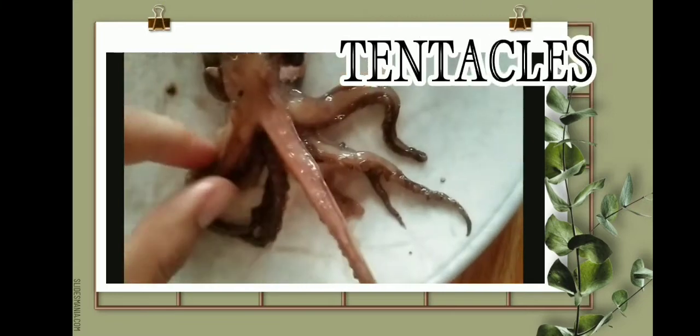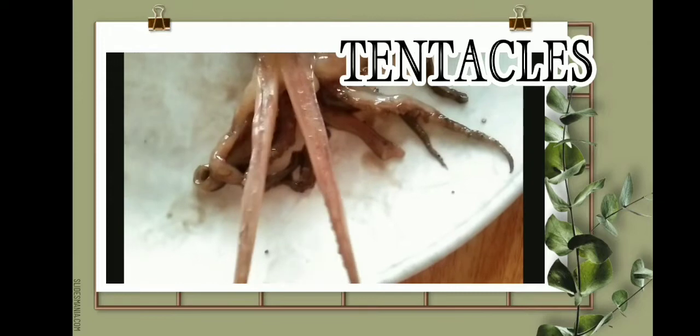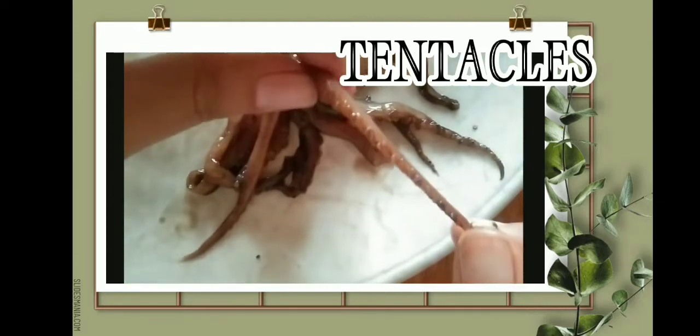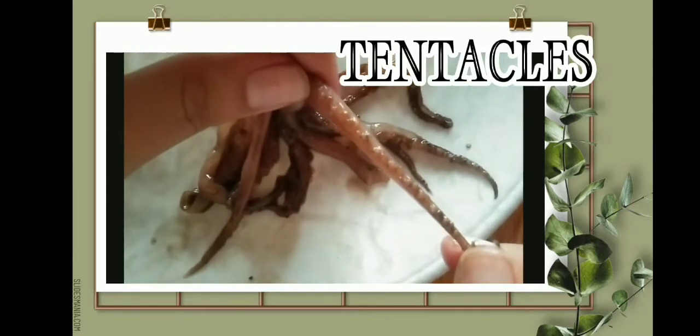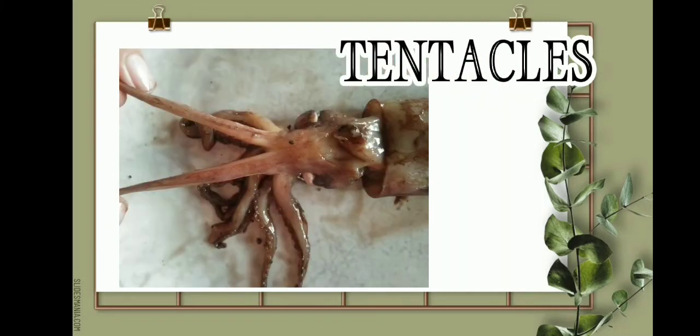Next are their tentacles. They have 2 tentacles which are longer compared to their arms. They have very important roles. These tentacles are in charge of grabbing food or prey. They also use them in grasping.